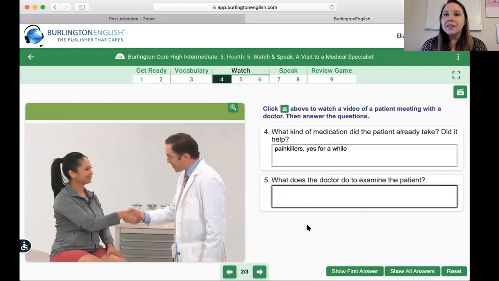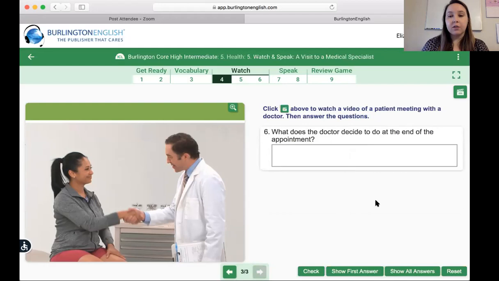What are some things that the doctor did? What does the doctor do to examine the patient? How does he examine her? So he moves her knee, he bends and twists. Ooh, spelled twist wrong. And I spelled it wrong. There we go. Good, so he moves her knee around, he twists it, he bends it to see where it hurts. Good. One more question.